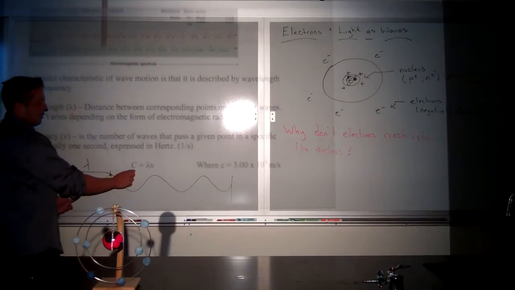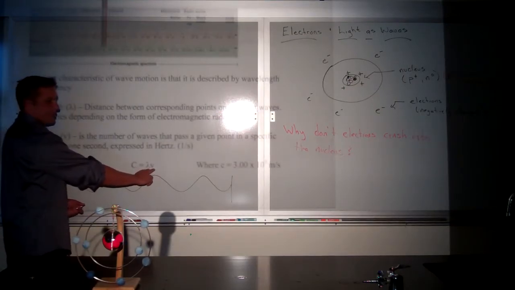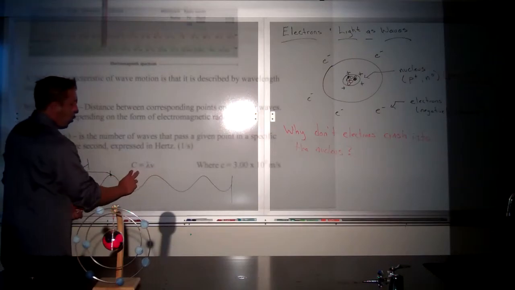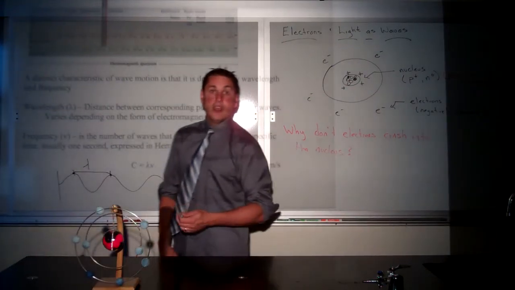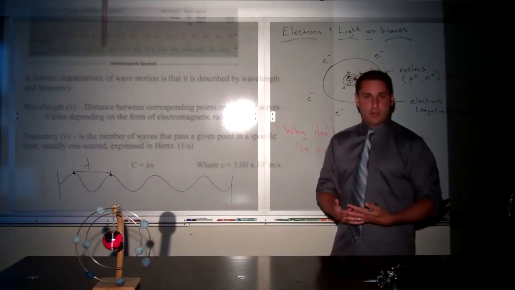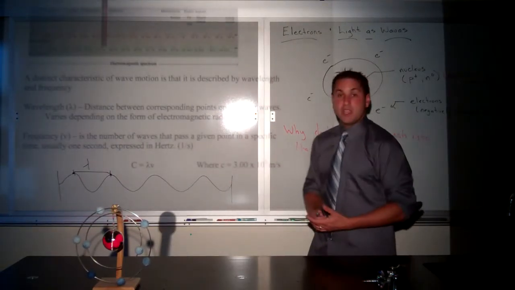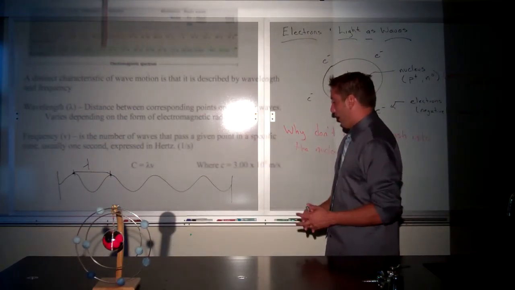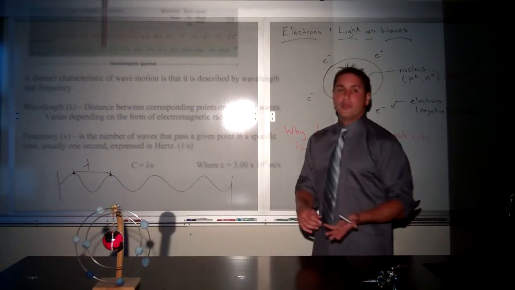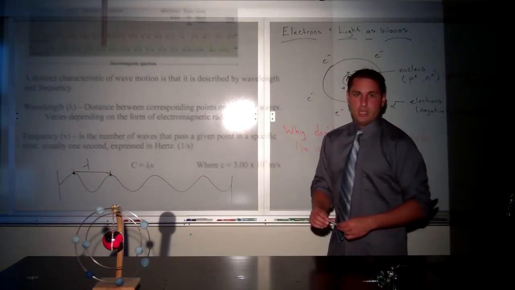And what we found out is that frequency and wavelength of light will always lead to that constant. So anytime you see C, you always know what it is. It's 3.00 times 10 to the 8th meters per second. That's very fast. The speed of light is very quick. It's 3 hundred million meters per second.